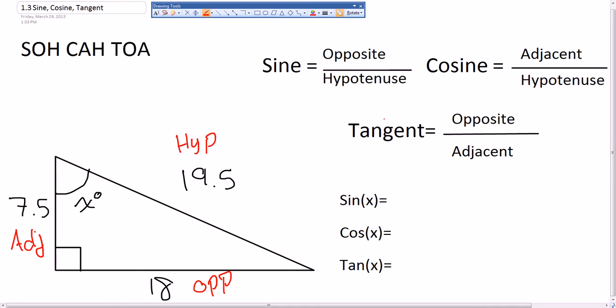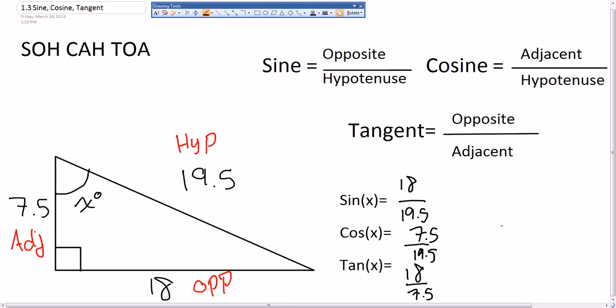So sine is defined as opposite divided by hypotenuse. My opposite side is 18, and my hypotenuse is 19.5. So what is cos defined as? Cos is defined as adjacent over hypotenuse, so my answer here is going to be 7.5 over 19.5. And my tangent is identified as the opposite divided by the adjacent, and this is going to be 18 over 7.5.